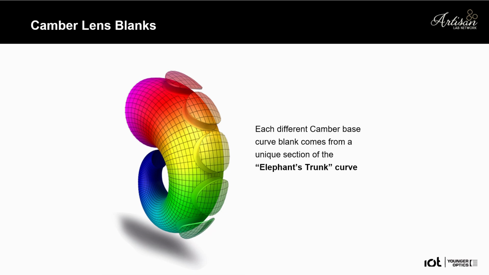Camber has 8 separate base curves: a half, 2, 3, 4, 5, 6, 7, and 8 diopter bases. And you can see from this visualization that each of these come from a different section of the elephant trunk, if you will. A fun fact, when Younger and IOT were collaborating on this project, the secret code for the project was called trunk.